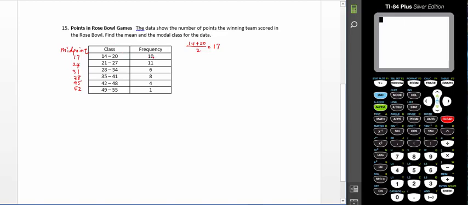It's the same as saying 10 teams score 17 points, 11 teams score 24 points. We know not all 11 teams score 24 points, but 24 is the best estimate for the class of 21 through 27. Okay, so here's what we're going to do. Since 10 teams scored 17 points, you multiply them, which gives you the total number of points scored by those 10 teams. So I'm going to have the midpoints in the first column, which I'm going to put in list 1.